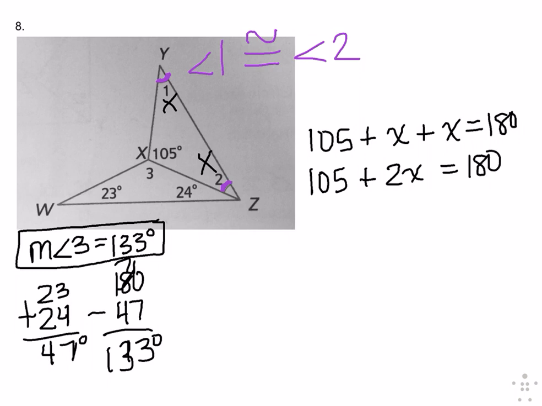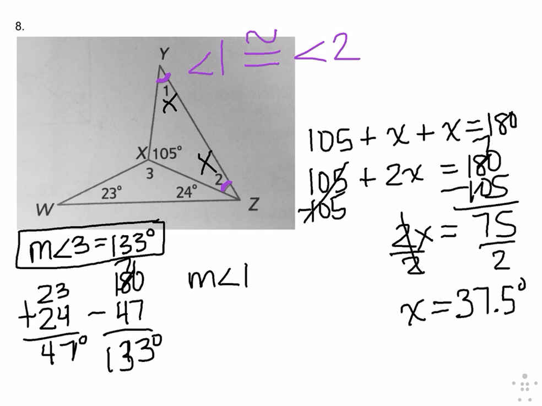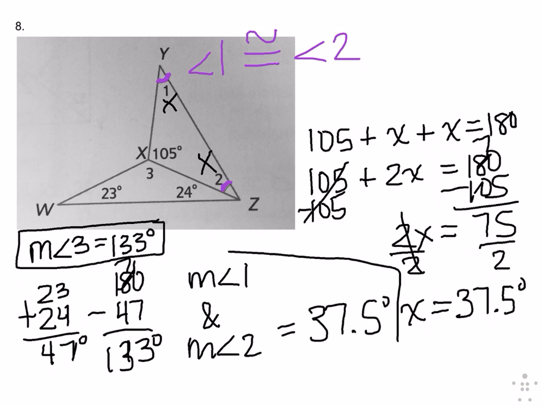Now I want to solve the two-step equation, so I'm going to subtract 105 from both sides. And we get 75. So now I want to divide by 2. So we would do 75 divided by 2. That's going to give us 37.5 degrees. So the measure of angle 1 and the measure of angle 2 is 37.5 degrees.